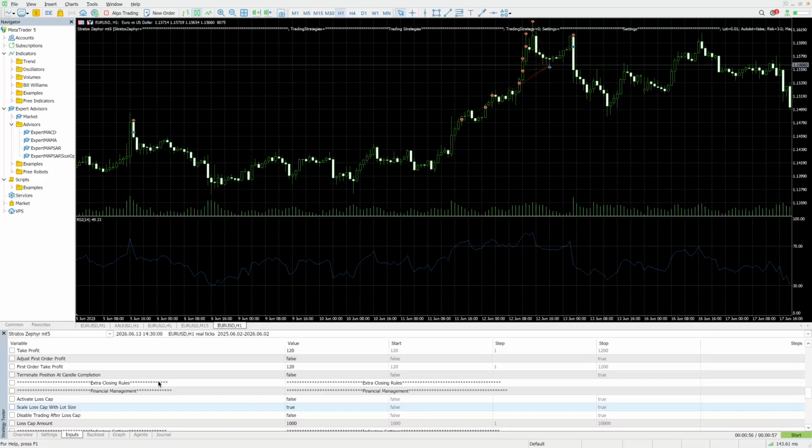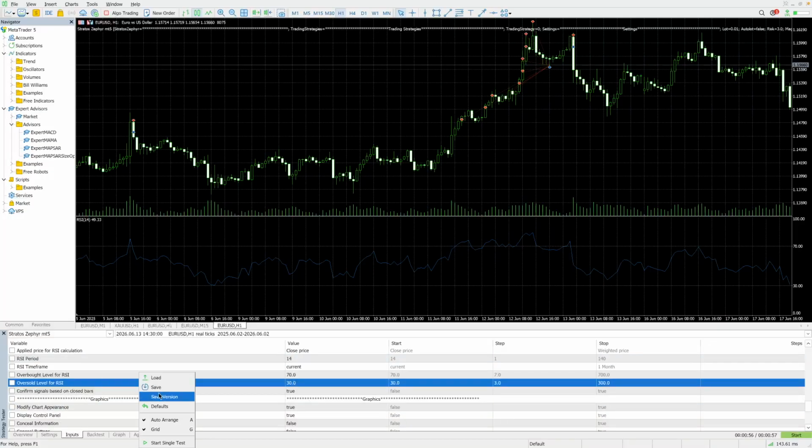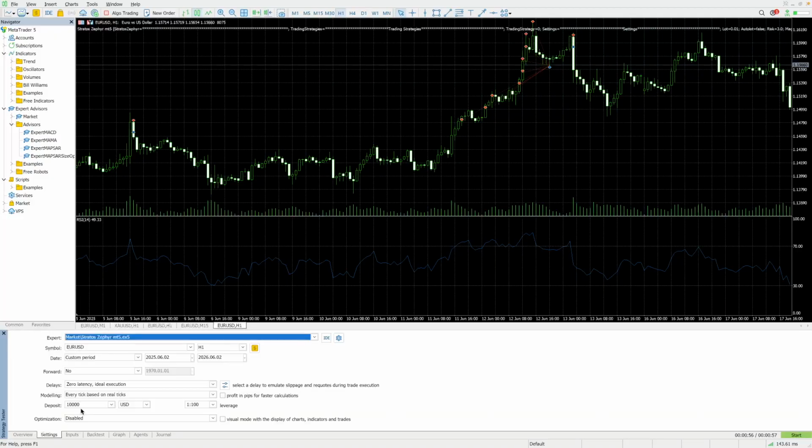I had the opportunity to run my backtest using the defaults from the developer on EURUSD on the 1 hour time frame from June 2025 to the same time in June 2026, and it was on a $10,000 account, with everything based on real ticks modeling.